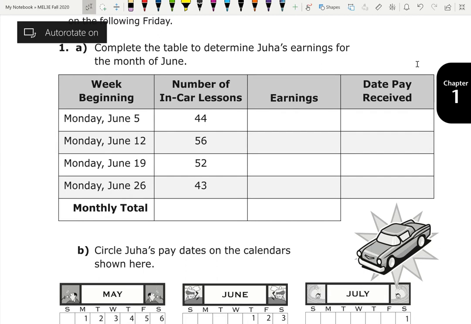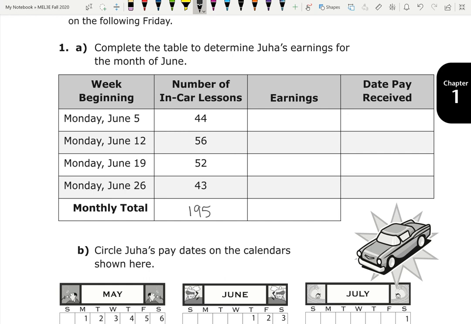So we have here that his week begins on a Monday. And each Monday, the second column informs you of how many in-car lessons he had for that week. So I'm just going to add up this entire column to get the total number of in-car lessons he had for the month of June. So just using your calculator, 44 plus 56 plus 52 plus 43 is equal to 195.